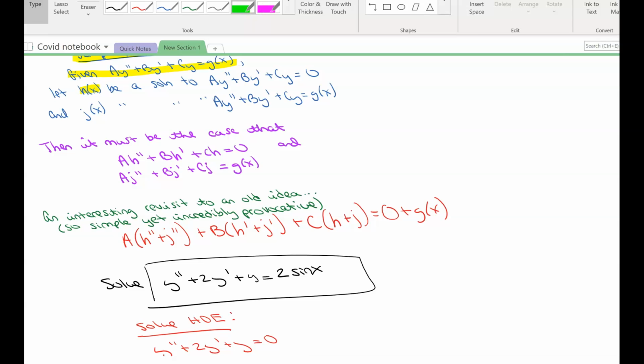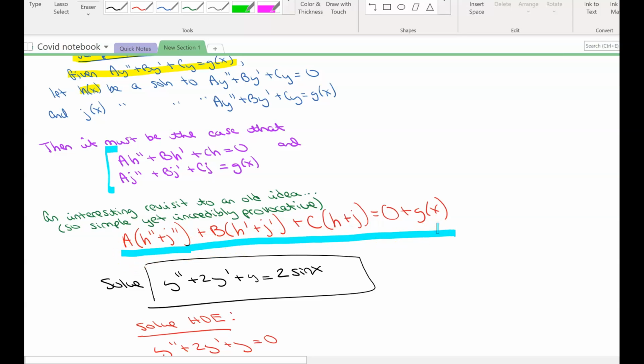So I'm going to just simply add these two equations, and when you add those two equations, you get this equation right here. And that clearly shows you that the sum of the functions h plus j does in fact represent a solution to the non-homogeneous differential equation, okay? And it is a general solution to the non-homogeneous differential equation.